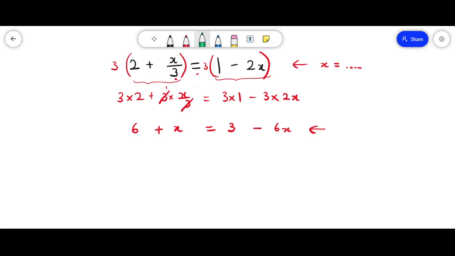The next thing we do is get rid of this 6 so that the x stands alone. And since this 6 is adding, what we need to do is subtract 6 from this side, and we need to do the same thing on this side, so that this plus 6 and this minus 6 will give 0. And 0 plus x will leave x. We have 3 minus 6x minus 6.